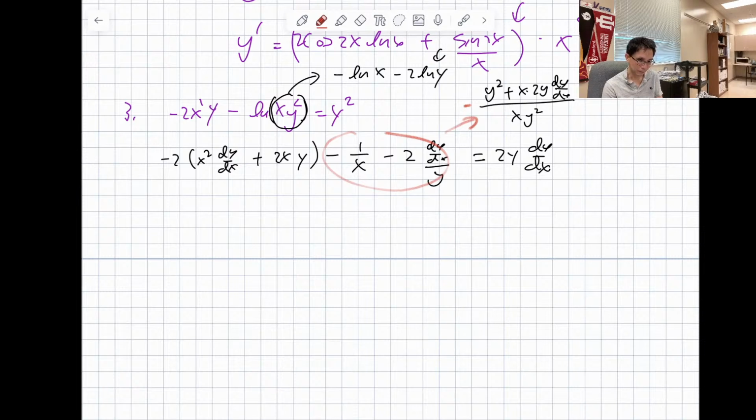Like instead of y, that's 2 dy over dx. That's wrong, unfortunately. That's logarithm algebra stuff. Natalia, are you paying attention?